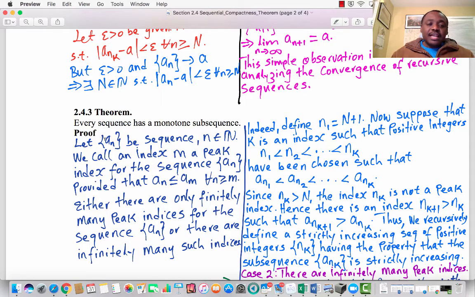Proof. Let a_n be a sequence where n is a natural number. We call an index m a peak index for the sequence a_n, provided that a_n is less than or equal to a_m whenever n is greater than or equal to m. So m is a peak index. Now, either there are only finitely many peak indices for the sequence a_n, or there are infinitely many such indices. Now let's investigate both cases.